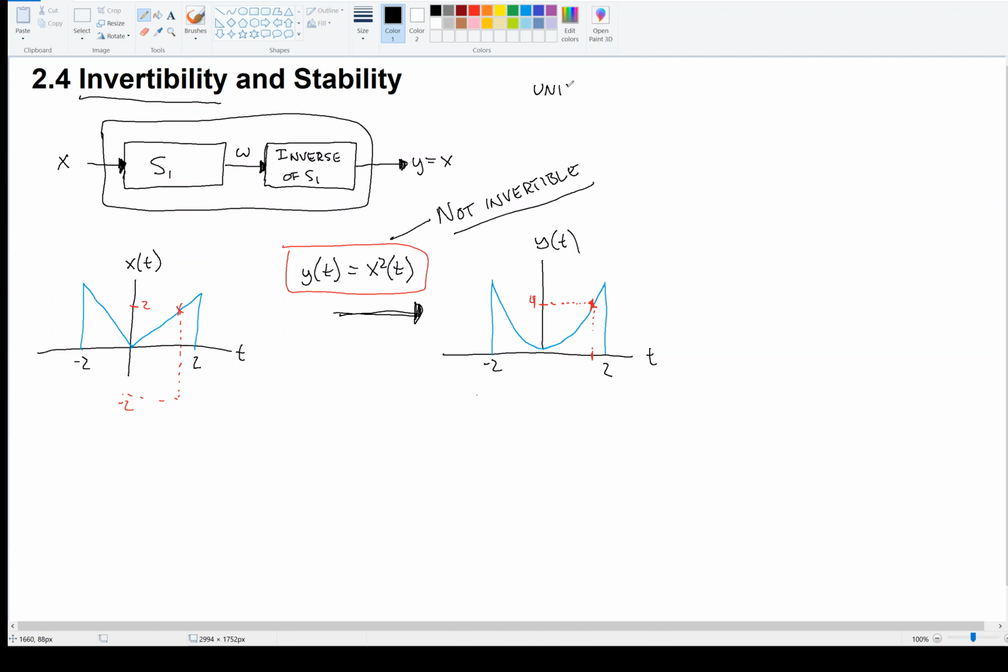And so the definition of invertibility, you can see where we're going here, is that unique inputs produce unique outputs. Unique inputs produce unique outputs. And an input here is the entire signal. Okay, so given this signal, it produces this signal. But I'll give you another signal that produces this signal.